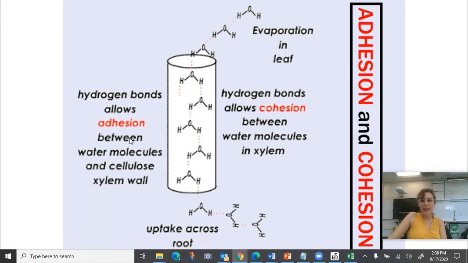But then because of adhesion between the water molecules and the cellulose xylem wall, so the phloem and the xylem, that is the reason that they're sticking to the walls as they're moving up. Okay, so let's keep moving. All right.